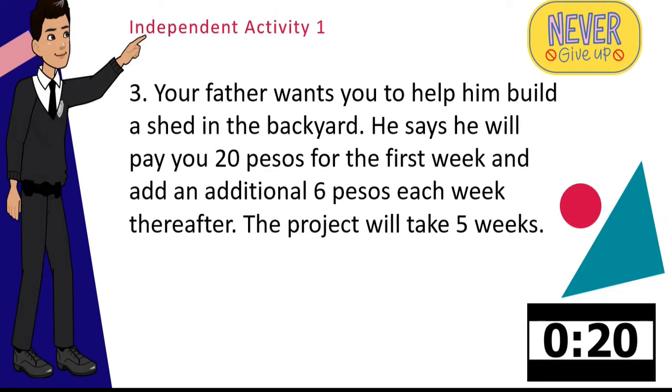Your father wants you to help him build a shed in the backyard. He says he will pay you 20 pesos for the first week and add an additional 6 pesos each week thereafter. The project will take 5 weeks. Okay. So there is a clue word there. Kindly look for that and then you can answer easily the question. Timer starts now.